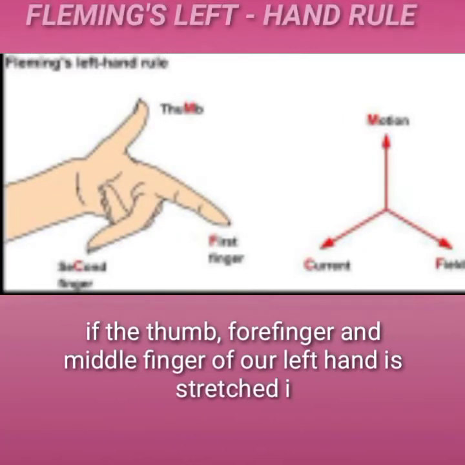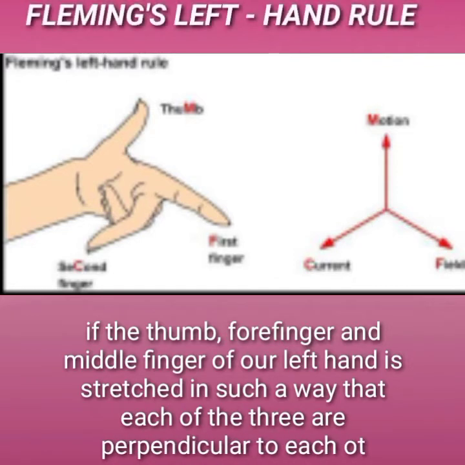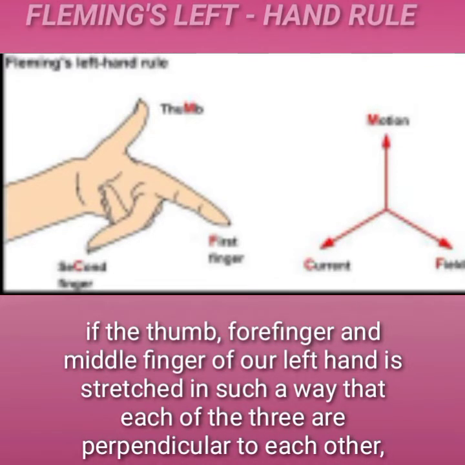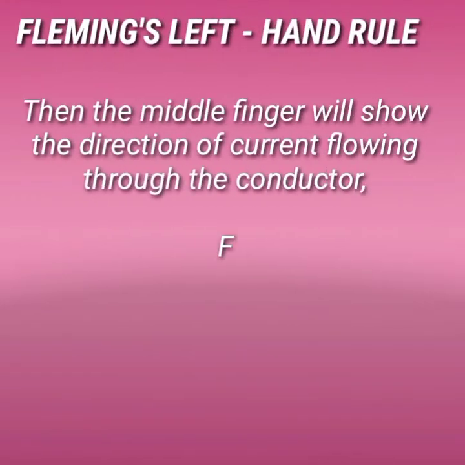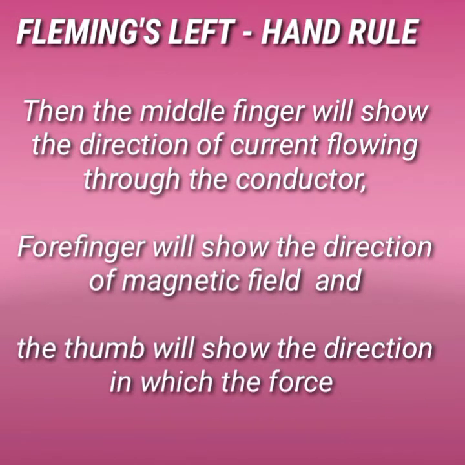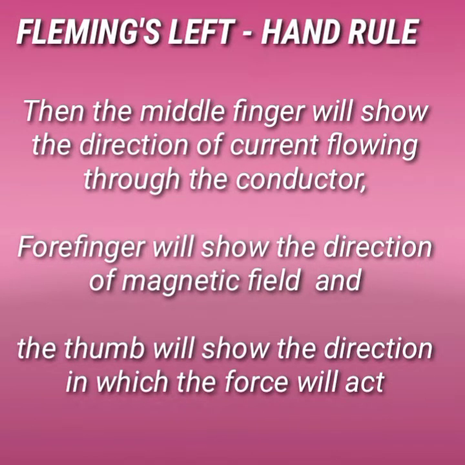If the thumb, forefinger and middle finger of our left hand are stretched in such a way that each of the three are perpendicular to each other, then the middle finger will show the direction of current flowing through the conductor, forefinger will show the direction of magnetic field, and the thumb will show the direction in which the force will act. The next rule is Fleming's right hand rule.